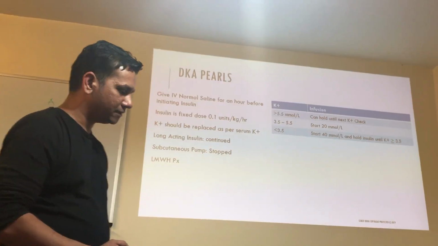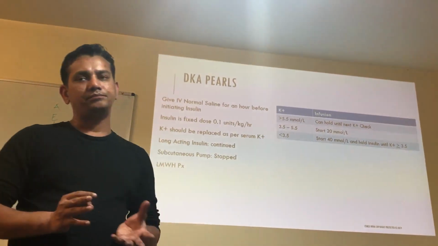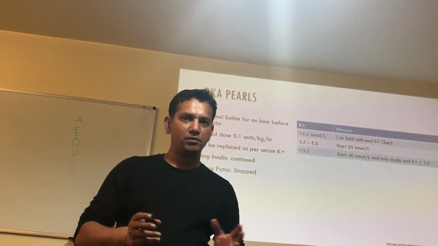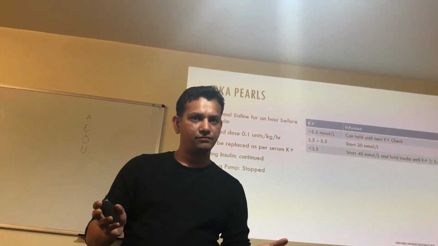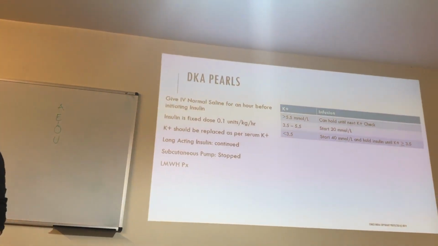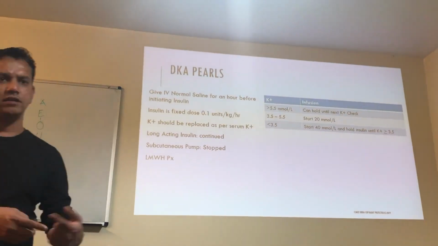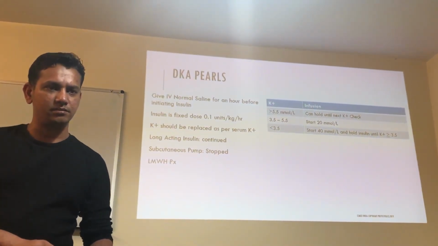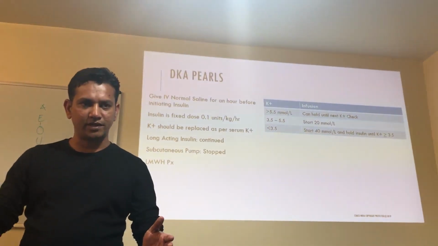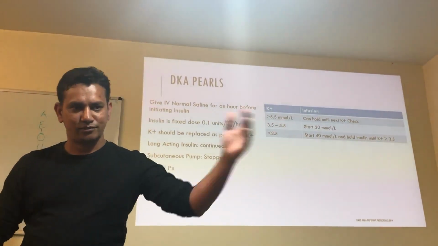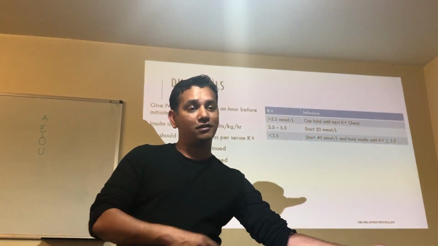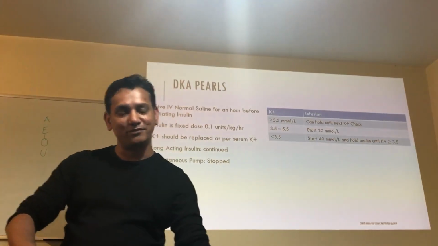How much potassium to be given? Based on potassium levels. Normal potassium levels is 3.5 to 5.5. Anybody with more than 5.5, I will check again, not start potassium immediately. Insulin started. Anybody between 3.5 to 5.5, I would start 20 millimoles of potassium. Anybody less than that, first I will start potassium, bring it to 3.5, then I'll start insulin.